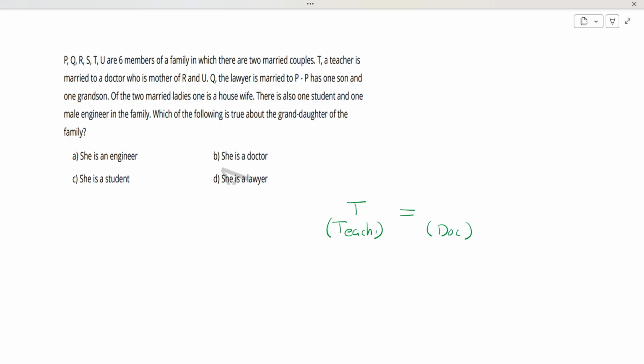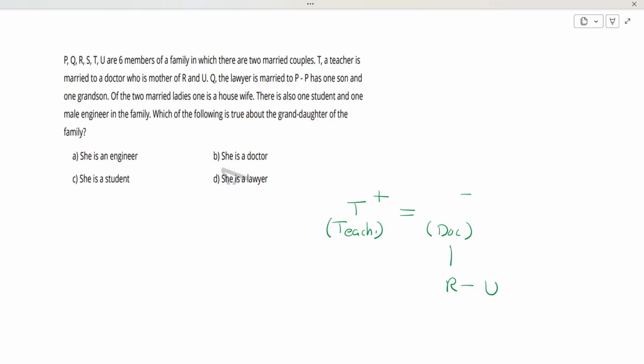Okay, after that, the doctor is the mother of R and U, that means the doctor is female, so automatically I can say this person is male. Because marriage is always between a male and a female. When we are solving a blood relation question, the marriage part is always considered. If one is female, then the other is definitely a male. And the doctor is the mother of R and U, that means the doctor has two children. One is R and the other one is U. Okay, we don't know the gender yet.